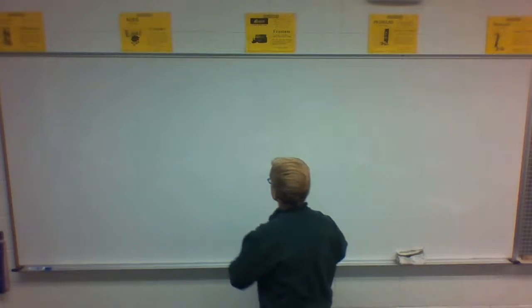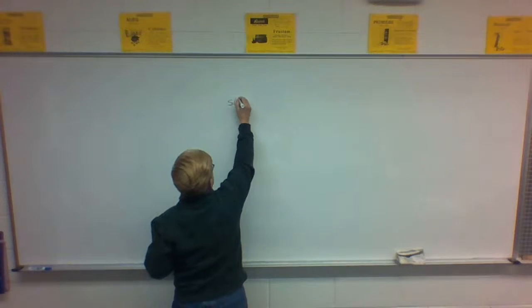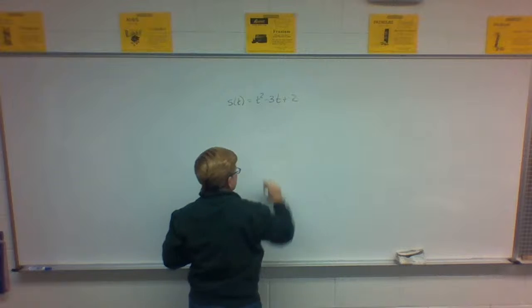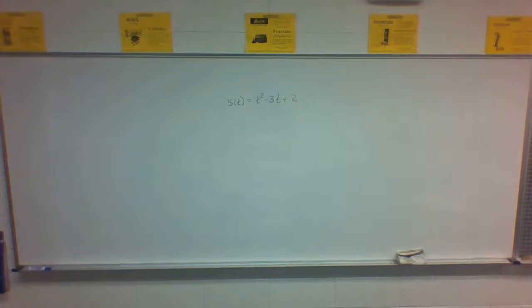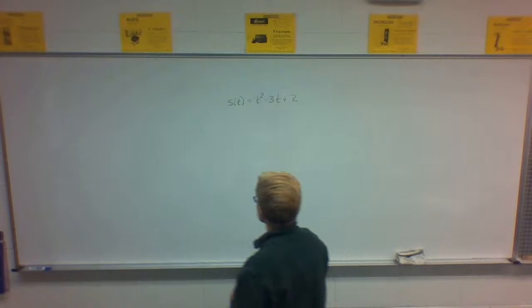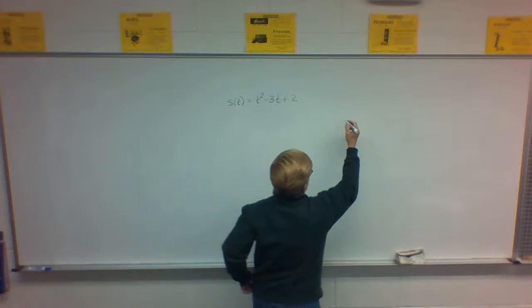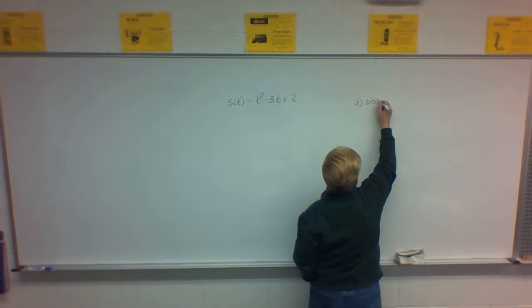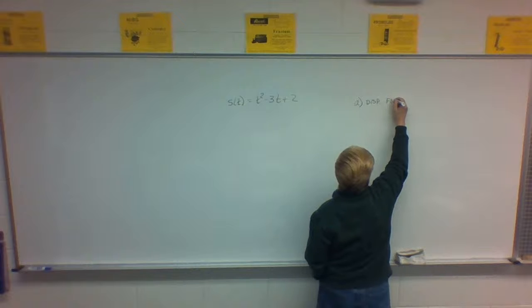Okay? All right, so our position function is t squared minus 3t plus 2. Pretty simple parabola. Quadratic. A says find the displacement during the first 5 seconds. I'll put A over here. Displacement? First 5 seconds.